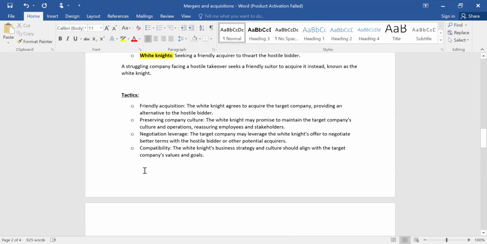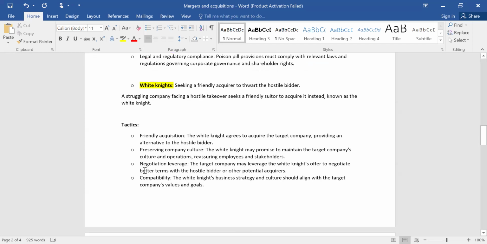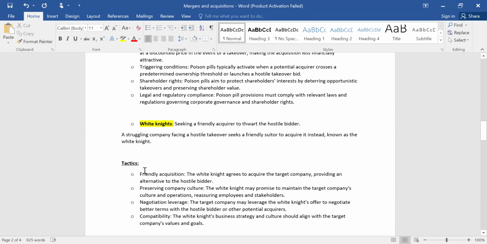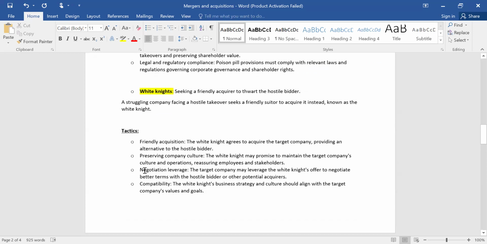Another reason is negotiation leverage. So what is negotiation leverage? The target company, what is the target company? We have been saying the target company but we don't know who the target company is. The target company is that company which wants to be acquired. Yes, they want to be acquired.